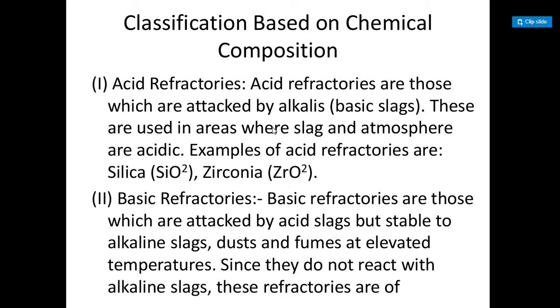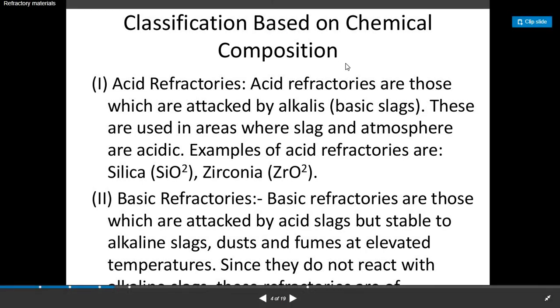First one is acid refractories. Acid refractories are those which are attacked by alkalis. These are used in areas where slag and atmosphere are acidic. Examples of acid refractories are silica and zirconia. The next one is basic refractories.